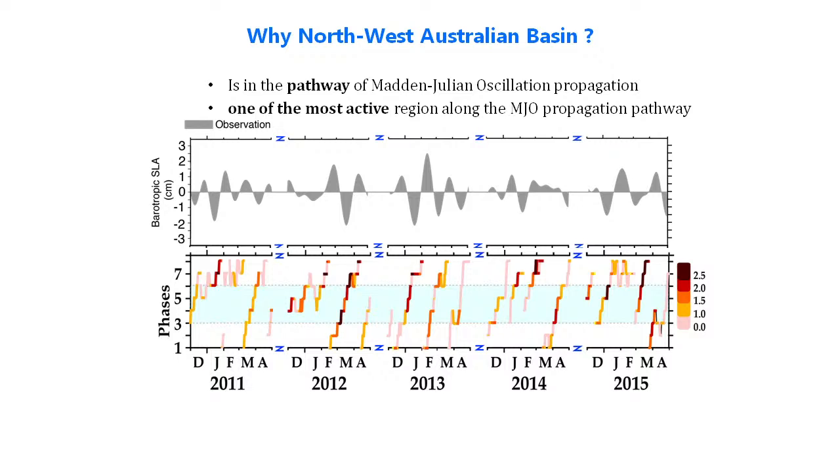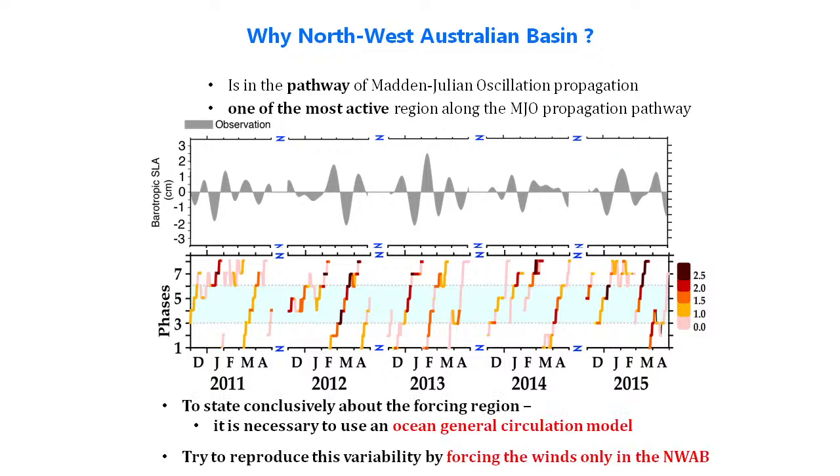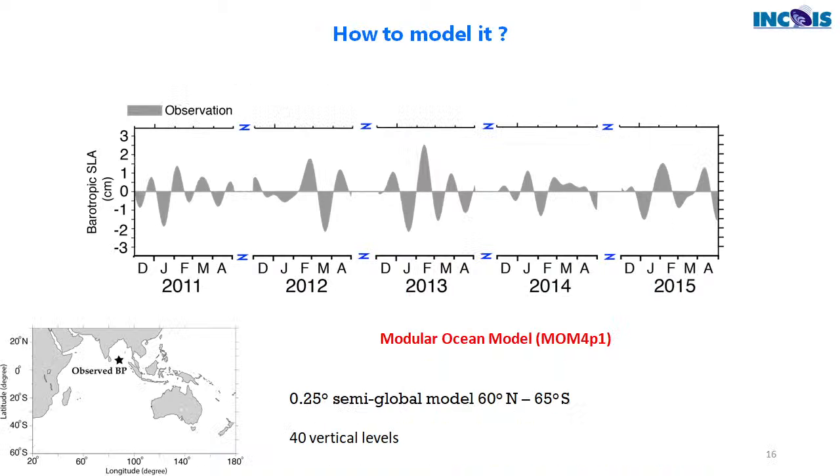We want to use a general circulation model and try to reproduce the observed barotropic sea level variability by forcing winds only in the Northwest Australian Basin, so that conclusively we can say that winds in that region are important in forcing this. Before that, we want an ocean general circulation model, and for this purpose we use the Modular Ocean Model, which has a semi-global domain. First, we will try to reproduce the barotropic sea level variability seen in the BPR in the Bay of Bengal location.